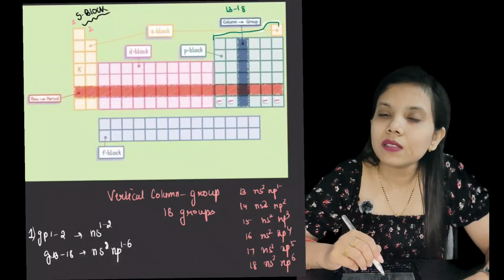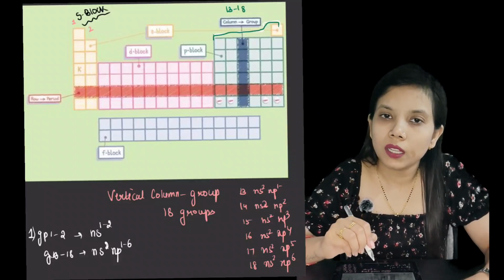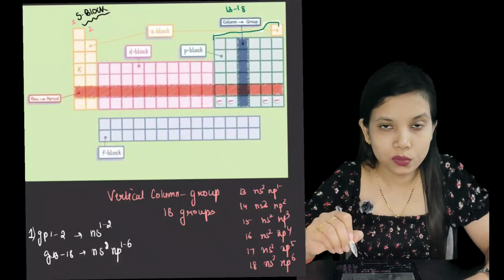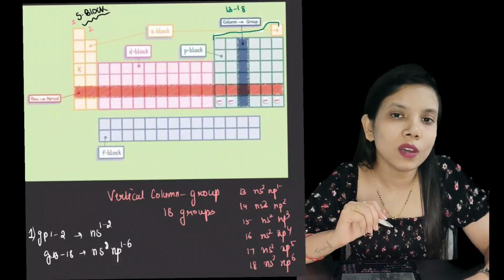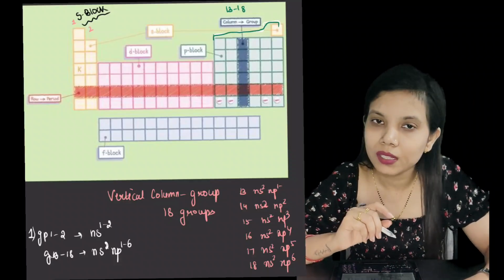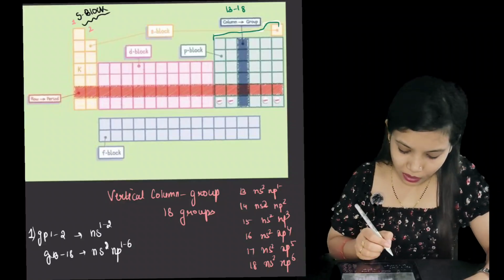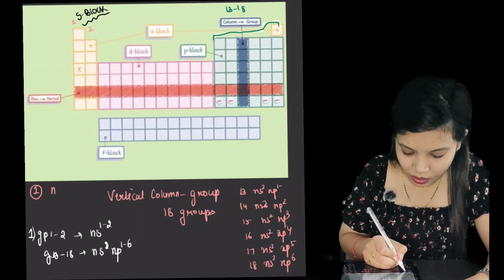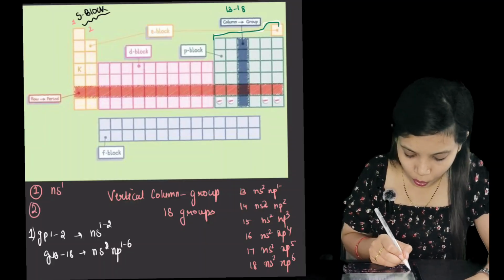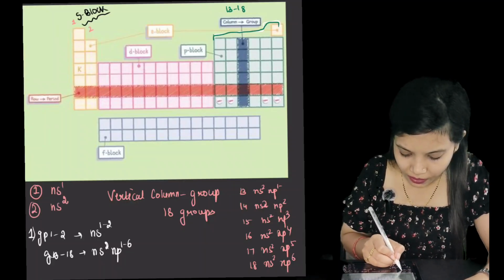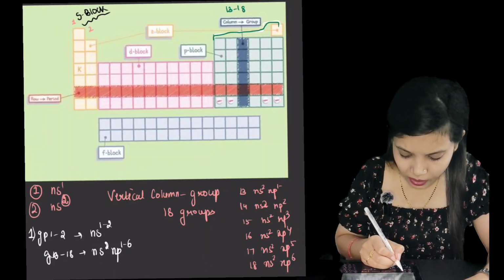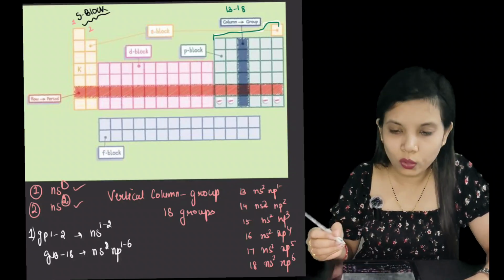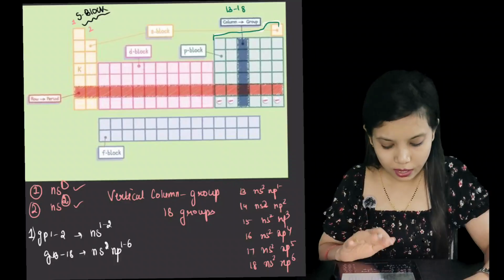So the elements from group number 13 to 18 have general configuration NS2 NP1 to 6, and the elements of group 1 and 2 have general configuration NS 1 to 2. What does it mean? It means that group 1 has general configuration NS1 and group 2 has general configuration NS2. It means they have 1 electron in the valence shell in group 1 and 2 electrons in the valence shell in the second one.